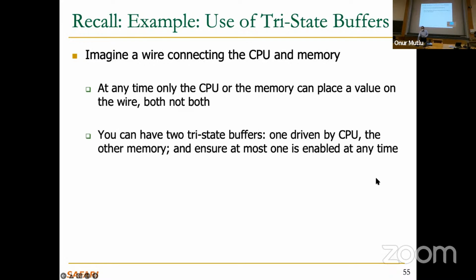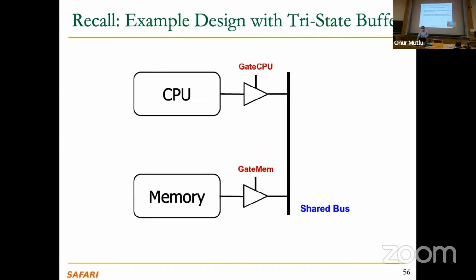I also mentioned this when we introduced tri-state buffers. Imagine a wire connecting the CPU and memory, and only one of them can drive a bus or wire. Then basically you use tri-state buffers, and we will see this when we talk about the LC3 data path soon, that I kind of flashed at you earlier. So only one of them can put a value onto the shared bus. For example, if you want to put a value from the CPU, you set the enable here to 1, and you set the gate mem to 0.